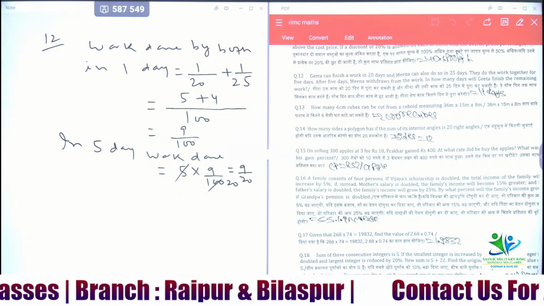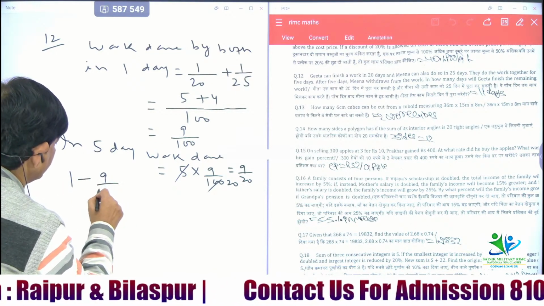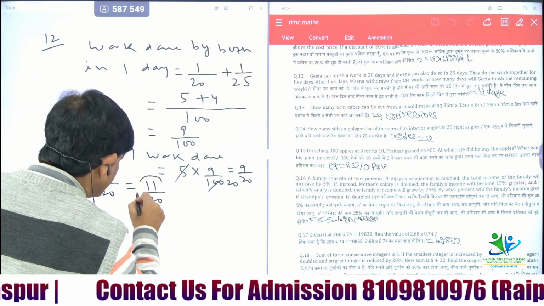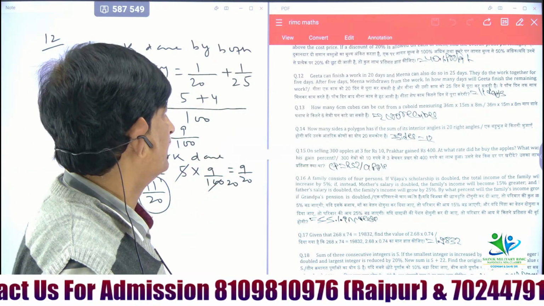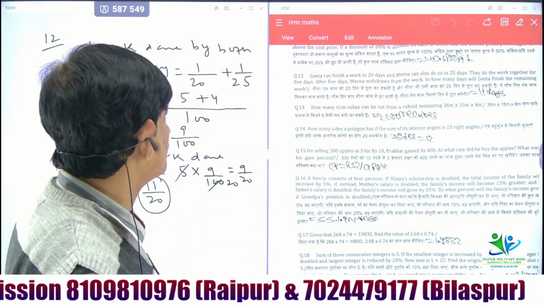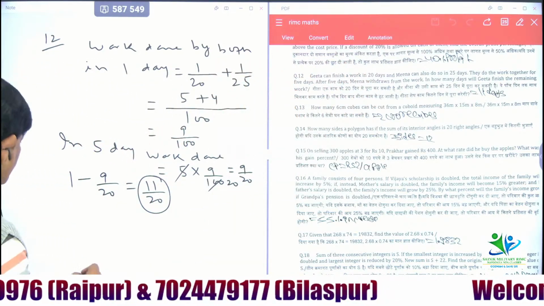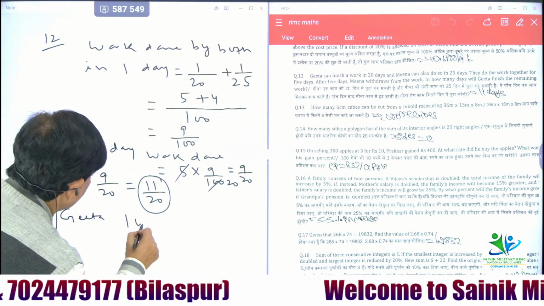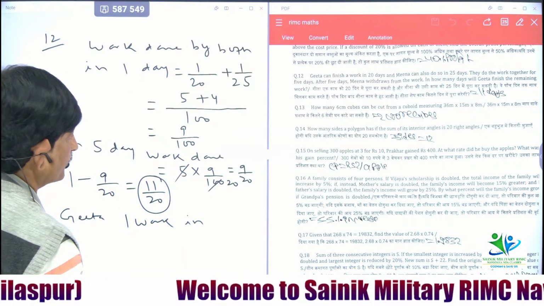Now how much work is remaining? Total work is 1. 9/20 work is completed. That is 11/20. This one is the remaining work. और इस remaining work को कौन करेगा? See here, who left the work? Meena withdraw the work और गीता इसको फिनिश कर रहा है. तो गीता तो 20 days में वर्क कर रहा है वन वर्क को. तो वन वर्क गीता, वन वर्क इन, देखिए गीता कितने दिनों में करता? 20 days में.